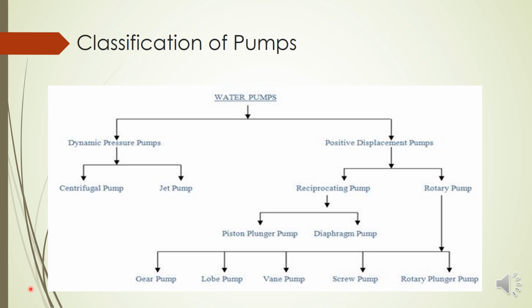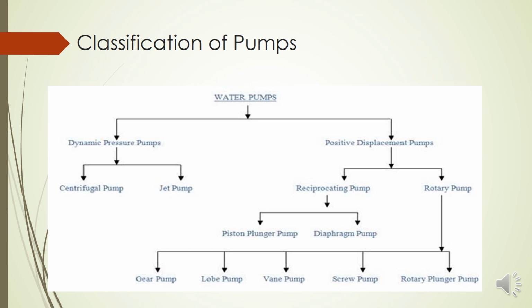we have to study only two pumps. Two pumps only we have to study, and that is the centrifugal pump and the reciprocating pump. We can see here reciprocating pump is a positive displacement pump. Centrifugal pump is a dynamic pressure pump or a rotodynamic pump. So you have to memorize that only. Reciprocating pump is a positive displacement pump. Centrifugal pump is a dynamic pressure pump.